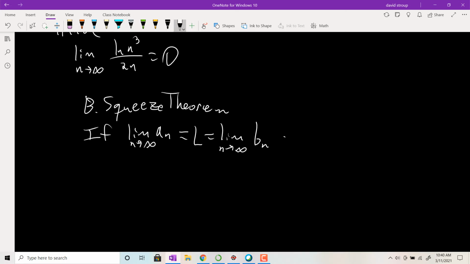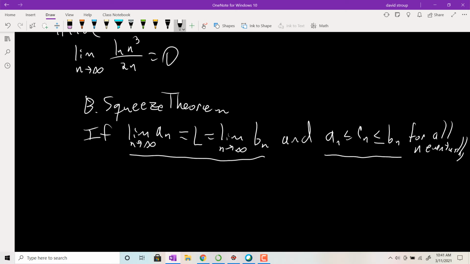And you also have the inequality holding, a sub n less than or equal to c sub n, so c sub n being some third sequence less than or equal to b sub n for all n eventually. So it doesn't have to hold at first, but it could just hold eventually for all time. If these two factoids are true, then the limit of c sub n as n goes to infinity goes, guess where? Well, it goes to L, right?